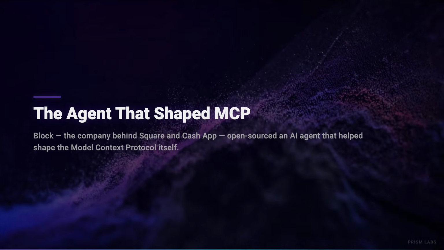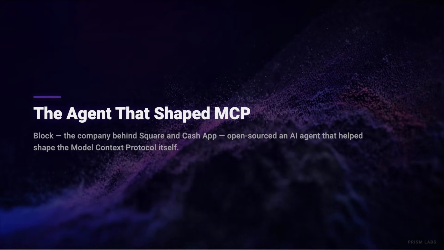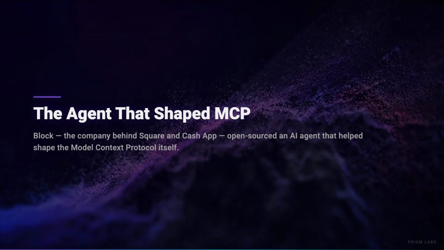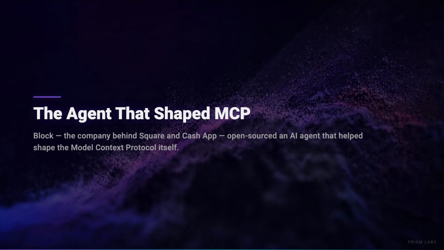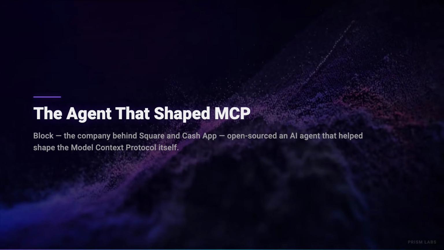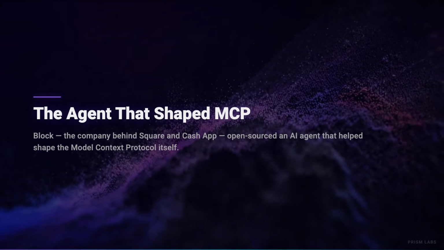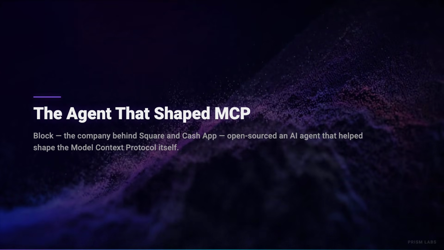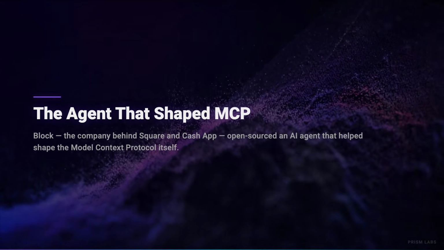Block, the company behind Square and Cash App, open-sourced an AI agent that helped shape the Model Context Protocol itself. It has 35,000 GitHub stars, over 1,700 extensions, works with 25 different LLM providers, and it just got contributed to the Linux Foundation. This is Goose, and it might be the most complete open-source AI agent available today.